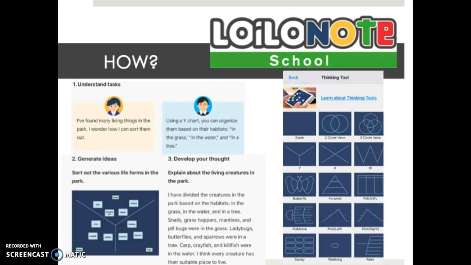The second step is generating their ideas. You can pick out keywords or concepts and throw them on this mind map. And then the third step is taking it a little bit further and actually explaining what that map is showing.